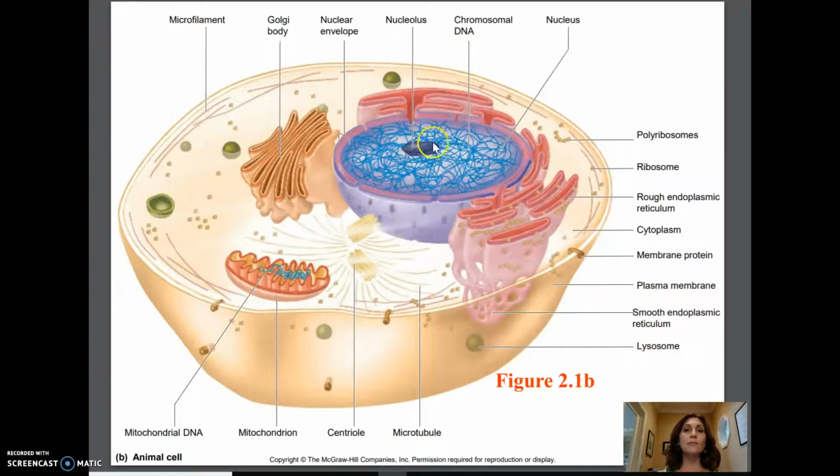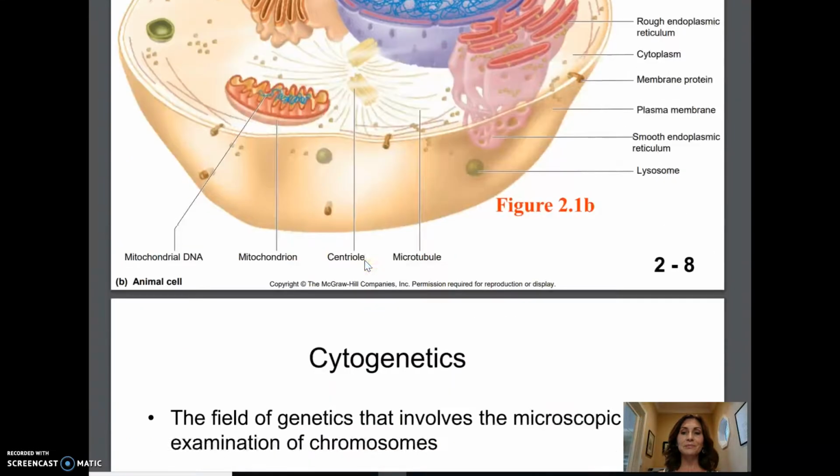This is where ribosomal RNA is made. In other words, this is where ribosomes are synthesized off of the DNA strand, and we'll come to that later. Here's a Golgi body. Here are endoplasmic reticulum, the rough, the smooth. Here's the mitochondria. Centrioles, which are going to be really important for mitosis and meiosis.